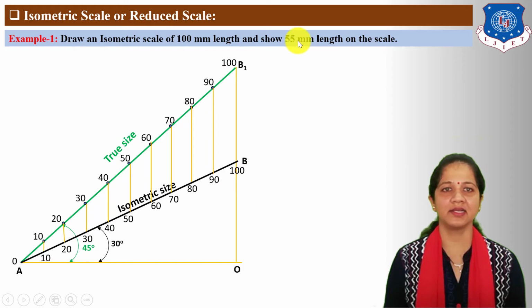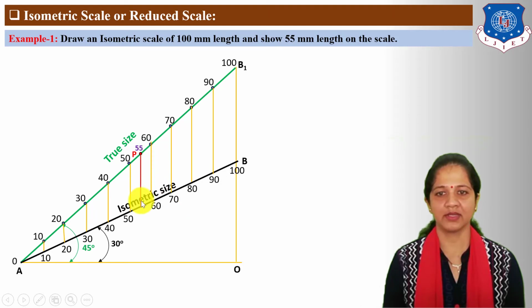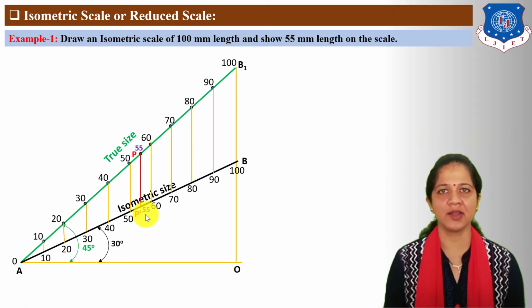As per given data, here we need to locate 55 mm length. So first locate 55 mm length on true size, which is in between 50 and 60 mm. Mark here P point. From P point, draw a vertical line up to this isometric size AB line and mark here P dash point. This P dash point indicates 55 mm isometric size, which is reduced by 0.816.